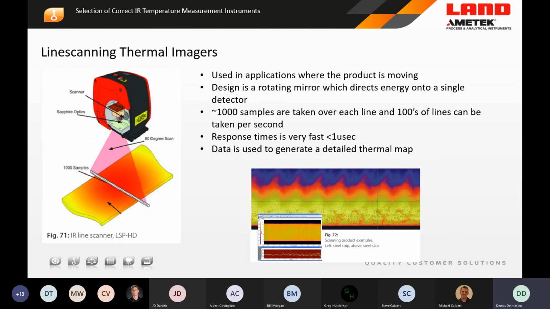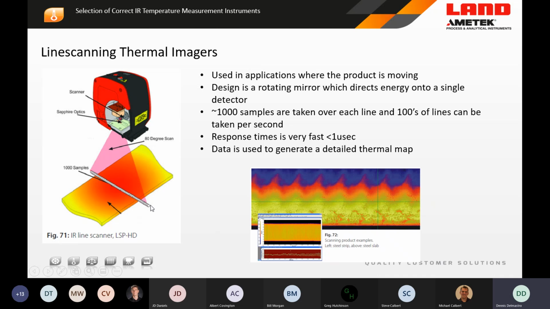Now, those were pyrometers. The 2D system is a line scanning thermal imager. You can see our little sensor head over here. These are used in applications where the product is moving past the sensor head. The design is simply a rotating mirror internally, which we call a scanner, which spins and directs energy onto a single detector.